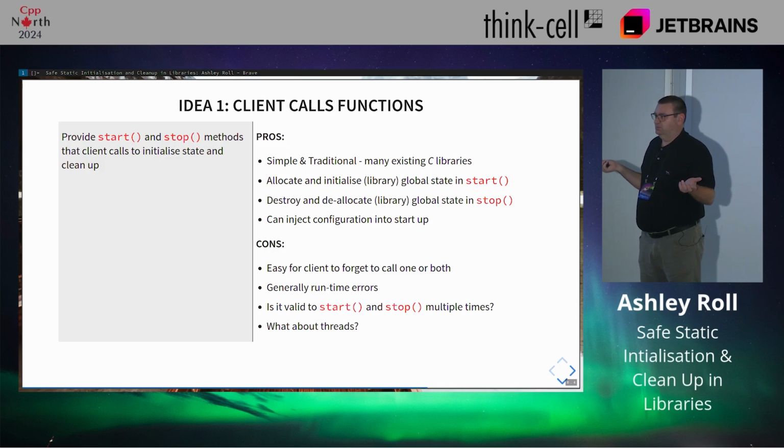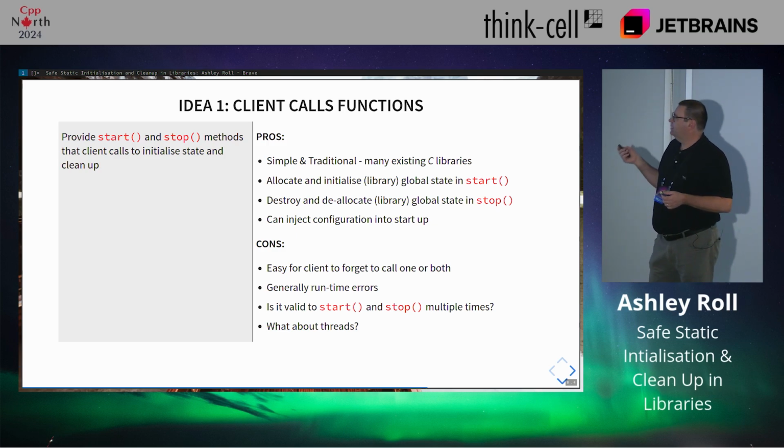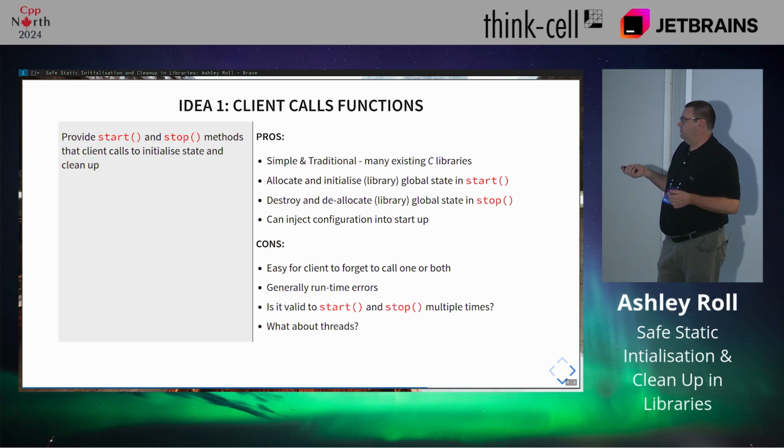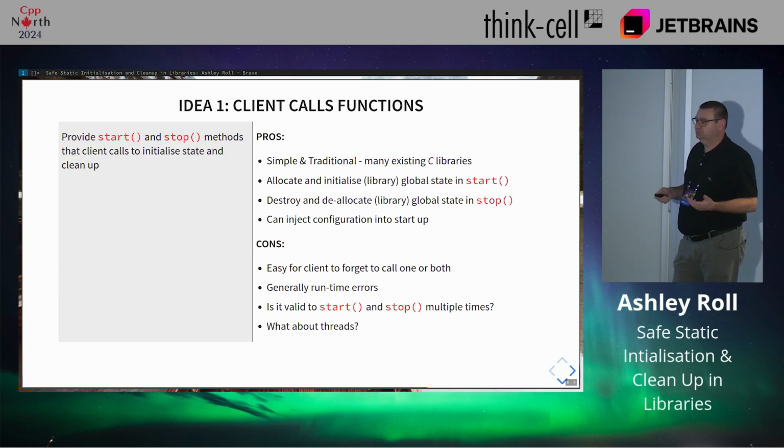The first one is the simplest one. It's what's been done for decades, and most C libraries do this. You have some sort of start and stop, initialize, finalize sort of function calls that you rely on the client code to call in your library. So curl does this, OpenSSL does this, all those sort of libraries do it. So pretty straightforward. Problem is it's easy to forget to call one or both. You're going to get runtime errors pretty easily if you don't. What happens if you call it multiple times? You've got to read the documentation to find out.